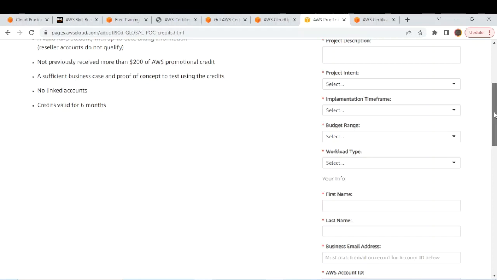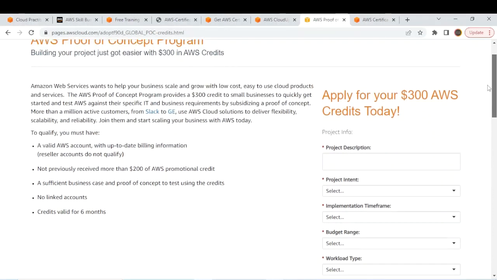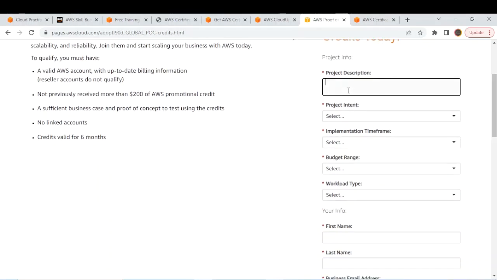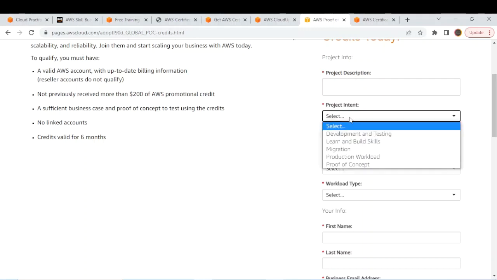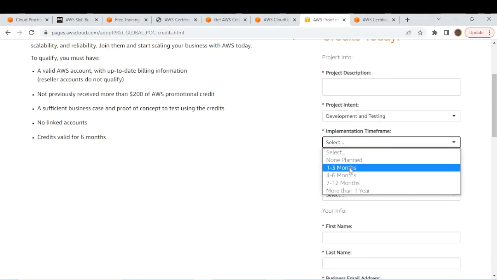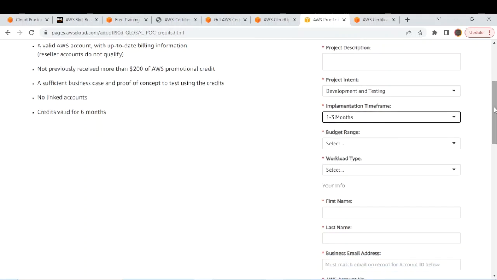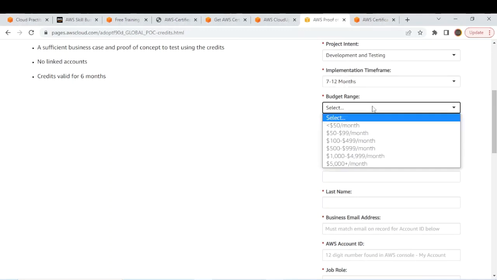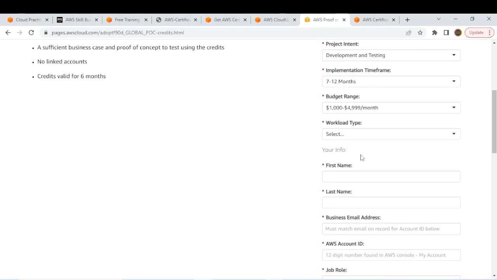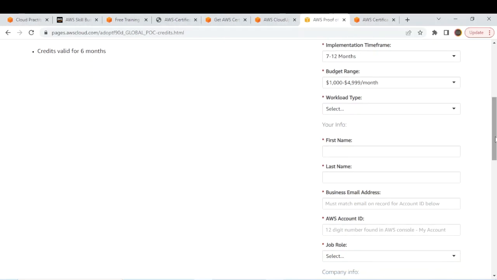So to claim $300 from AWS, the information you have to fill out is the project description. Just explain at a high level what you are trying to do. Are you trying to deploy a 2-tier application, a 3-tier application? Are you trying to deploy web applications? Are you trying to build container applications? Explain the project at a high level, the project description and intention here, right? And the implementation time frame, how long you're going to take. Is it 1 to 3 months, or 7 to 12 months, or more than a year? And budget range, how much budget you anticipate for your proof of concepts.